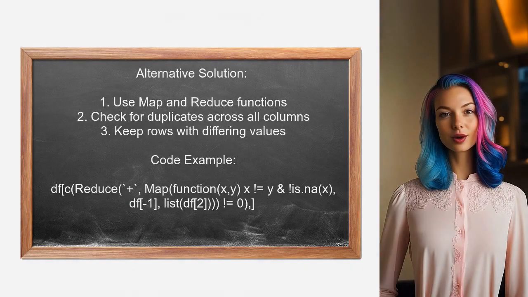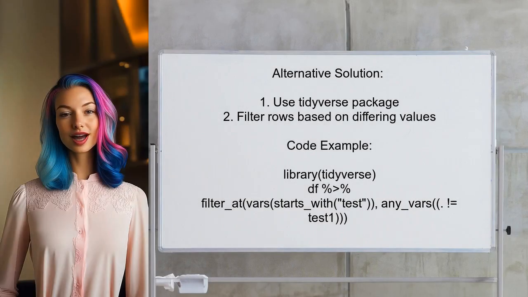An alternative solution provided by a user involves using the map and reduce functions. This method checks each row for duplicates across all columns and retains only those rows with differing values. Another approach suggested is to utilize the tidyverse package. This method filters the data frame by checking if any values in the specified columns differ from the first column.